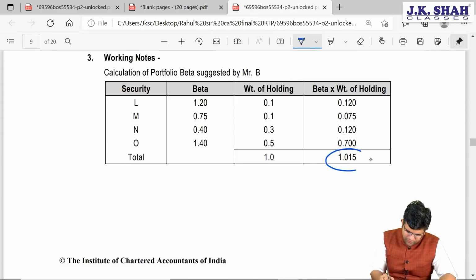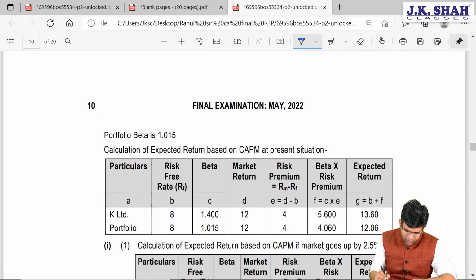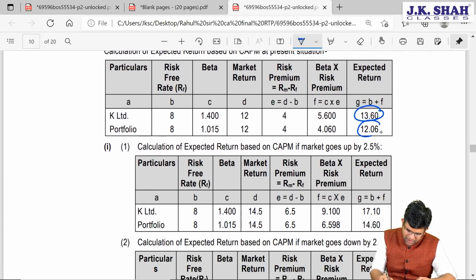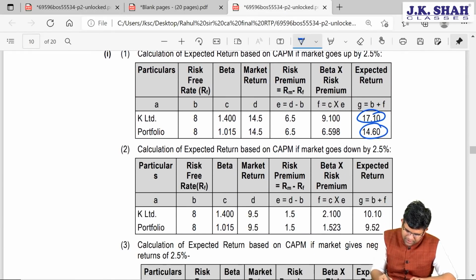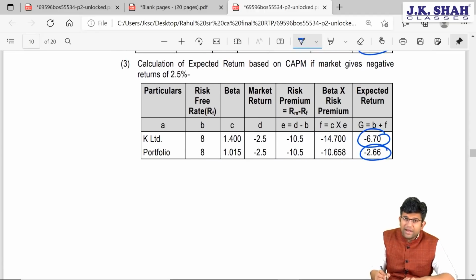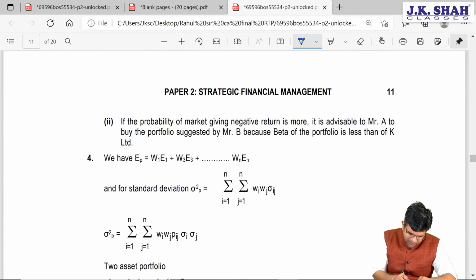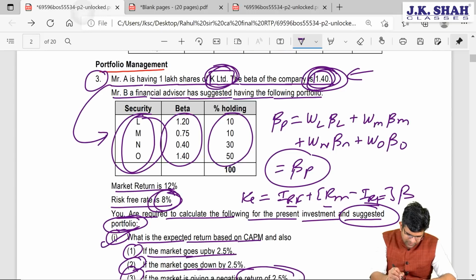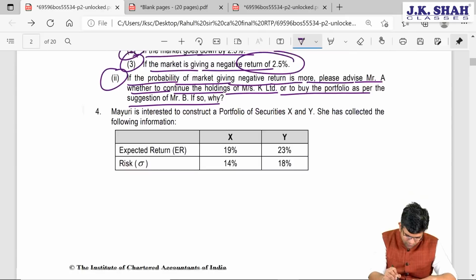You can see, first of all, they calculated the beta of the portfolio. Then children, they went on to calculate the different Ke's in different scenarios. Our answers have exactly tallied. Last, if you remember, negative. And then they say if the probability of market giving negative return is more, it is advisable to Mr. A to buy the portfolio suggested by Mr. B because beta of the portfolio is less than K Limited. So with that, students, we complete the discussion of RTP question number 3 based on portfolio management.